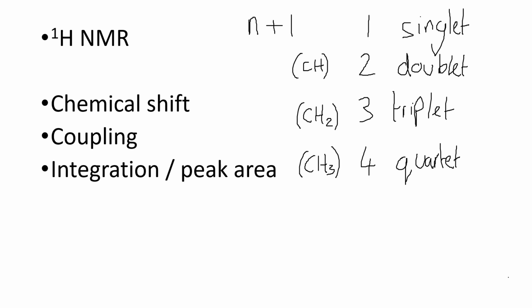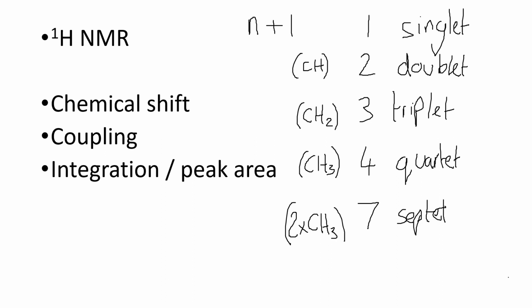There's one other scenario that's definitely worth noting, and that's if n plus 1 equals 7. We call it a septet. And that must mean it's next door to 6 hydrogens. Now that can't be a CH6 group, but it could be 2 equivalent CH3 groups.